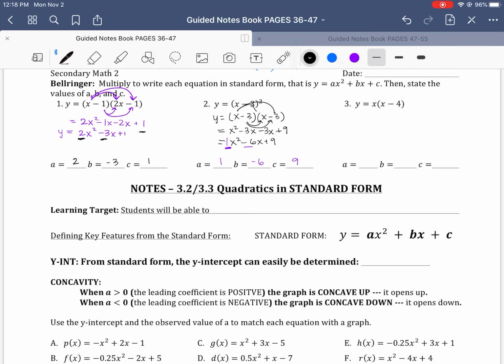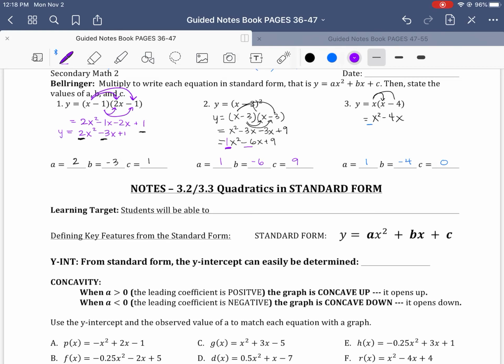Okay. On this last one, it looks like there's just a distribution, so we just have to multiply the x in. We get x squared, and then x times -4 is -4x. Notice on this one, when we define our a value, again, there's nothing written out front, so a is 1. The b value is -4, and the c value here is non-existent, meaning there's a 0 for our constant.